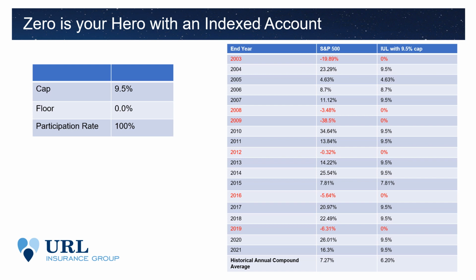2004, there's a good bounce back here. S&P gained 23.29%. Now on the index UL, we have a ceiling. You're experiencing gains of the market up to 9.5% on this plan. Fast forward to the 2008 to 2009 period. Again, the S&P lost big, 38.5% during that Great Recession. In that index UL, you've lost nothing there. And then again in the bounce back year, where it gained up to 34.64%, you have a 9.5% ceiling or cap.